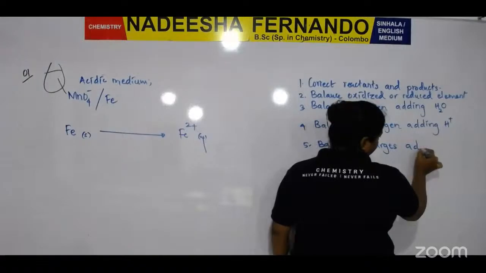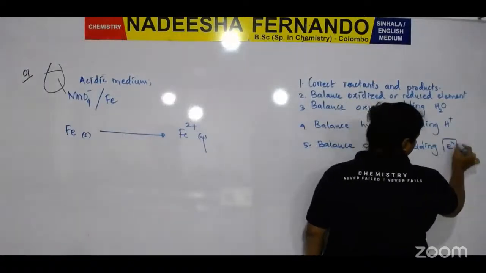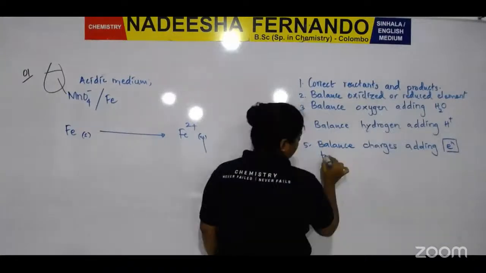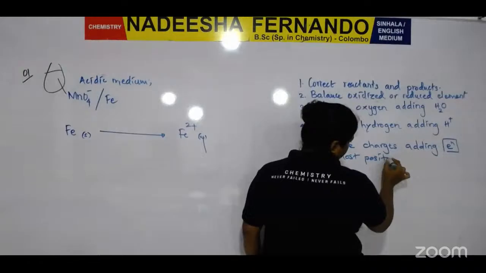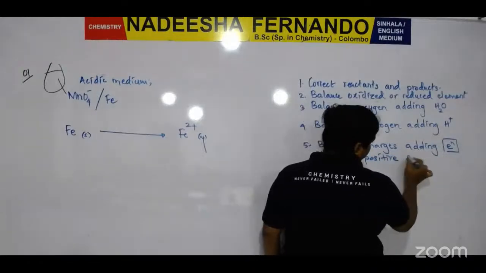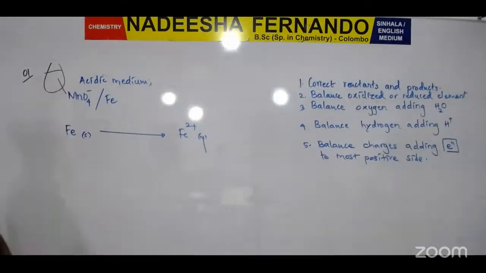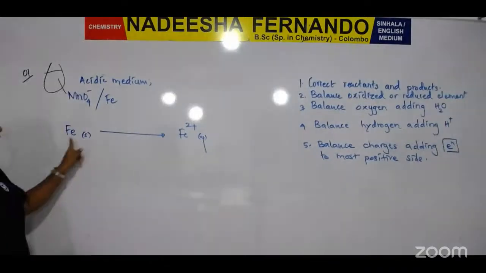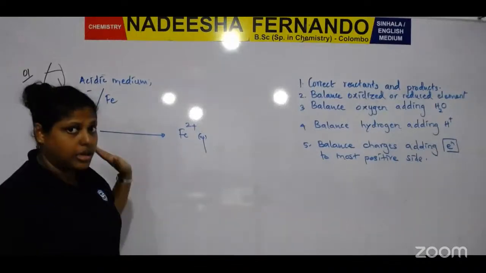Adding electrons to the most positive side. Let's look at the board. Here 1 Fe, here 1 Fe.